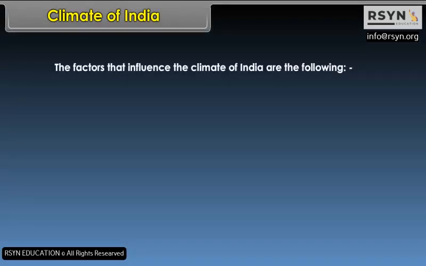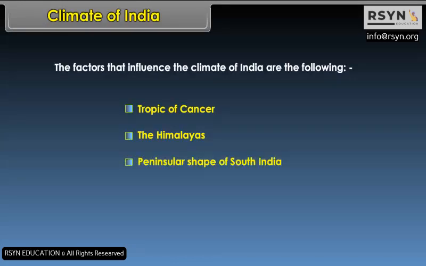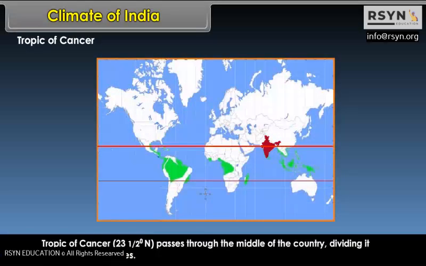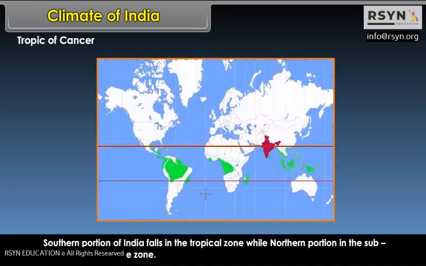The factors that influence the climate of India are the following: Tropic of Cancer, the Himalayas, peninsular shape of South India, relief. Tropic of Cancer. Tropic of Cancer passes through the middle of the country, dividing it almost into two halves. Southern portion of India falls in the tropical zone, while northern portion in the subtropical or temperate zone.